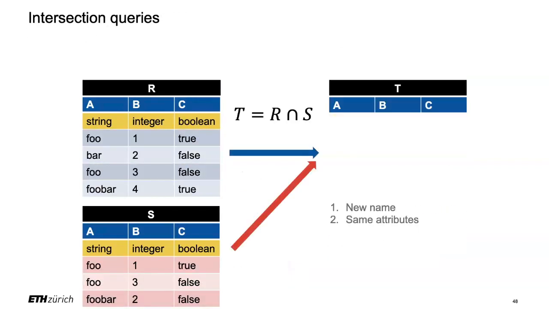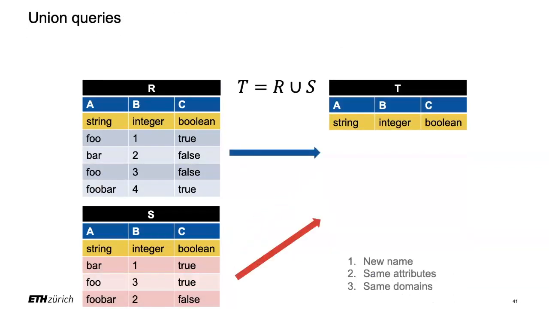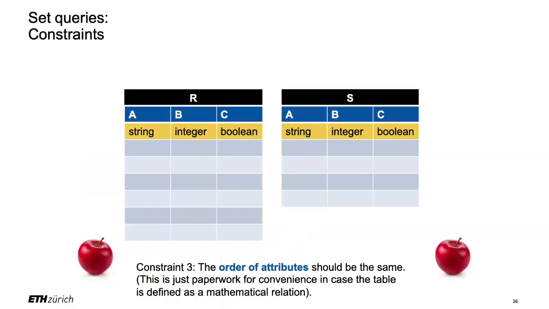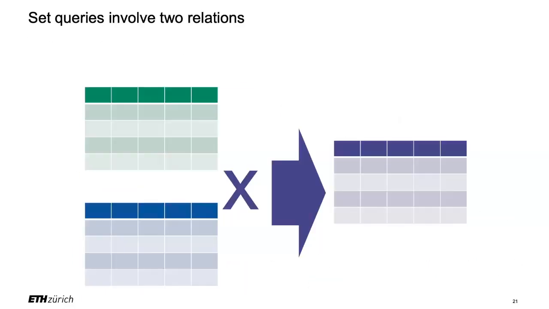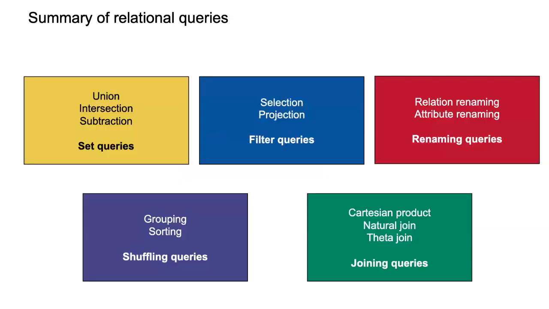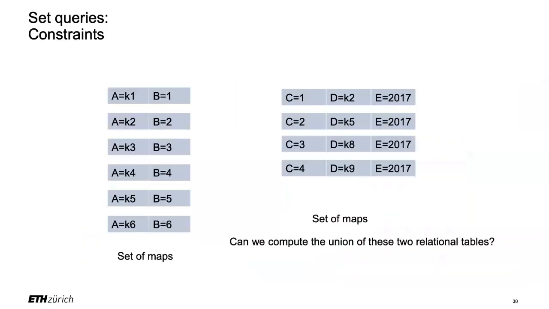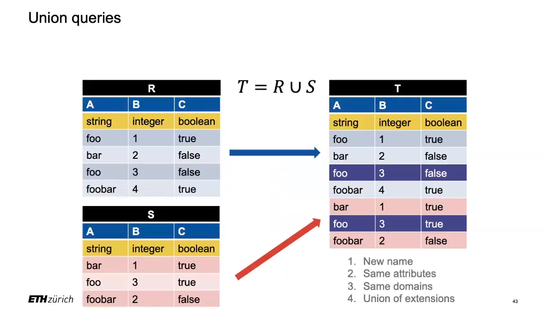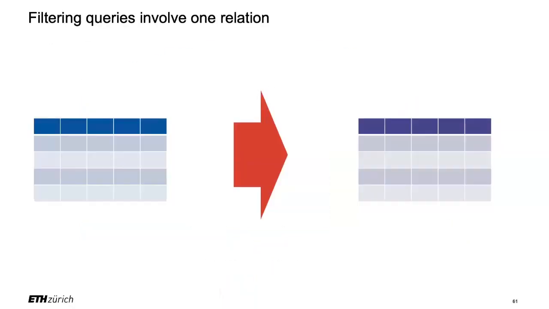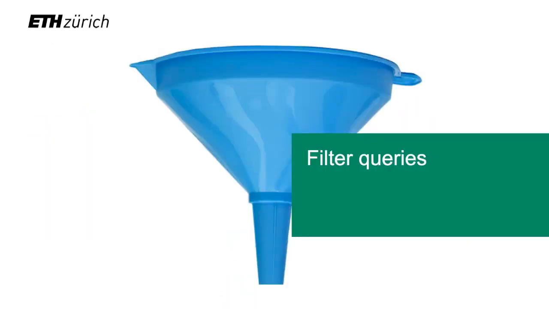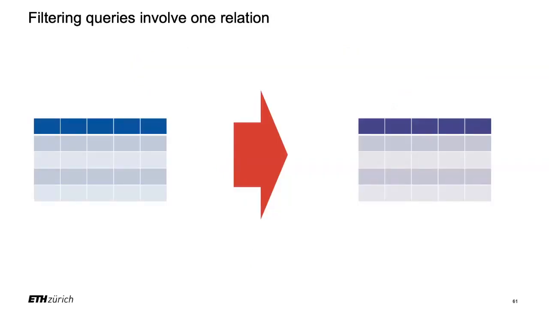If I go to my menu here, it's like the starters, the main dish, and so on. So many slides. Yes, here. So we are done with set queries. And so now I'm going to the filter queries. Filter queries only need one table. I need one input table.